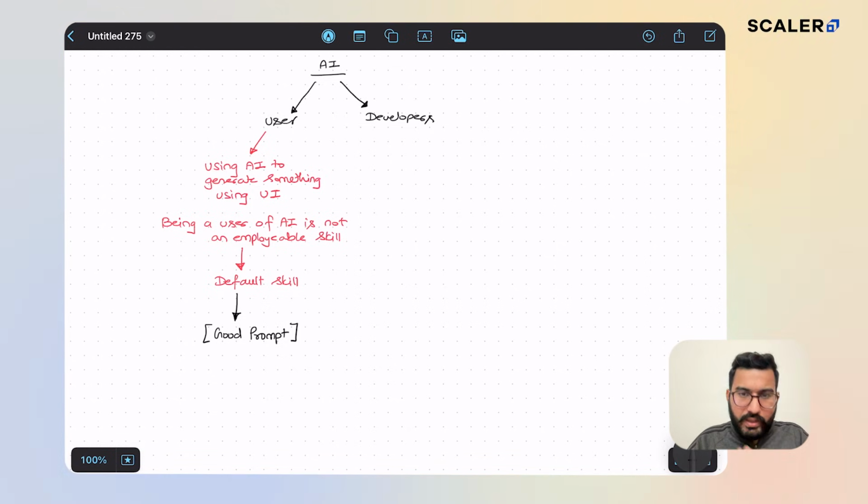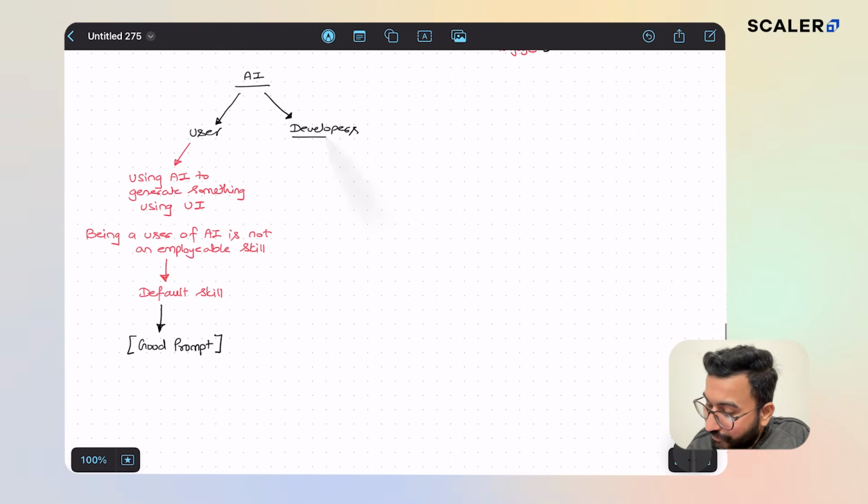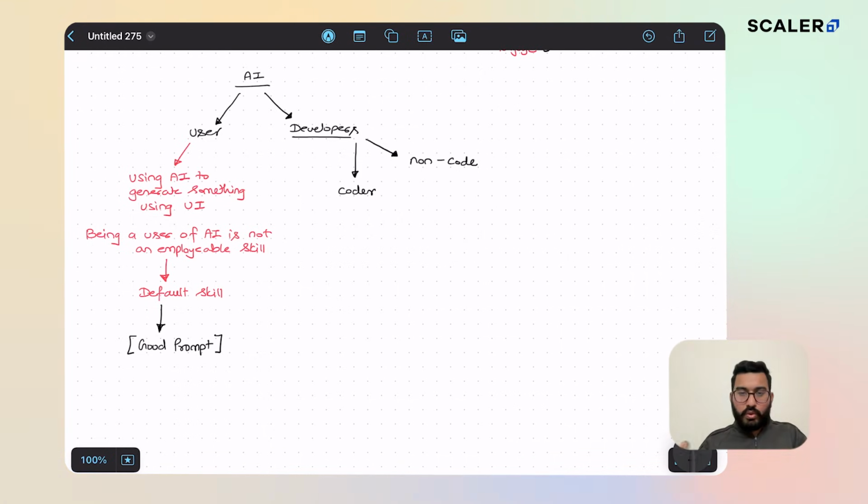You will become a good user of AI, but this will not guarantee you a job, because industry is not hiring people who can use AI. Industry is looking for people who can actually use AI to build something, and that is where the next section comes into the picture, which is the developer section. The developer section is also divided into two segments: coder and no-code.